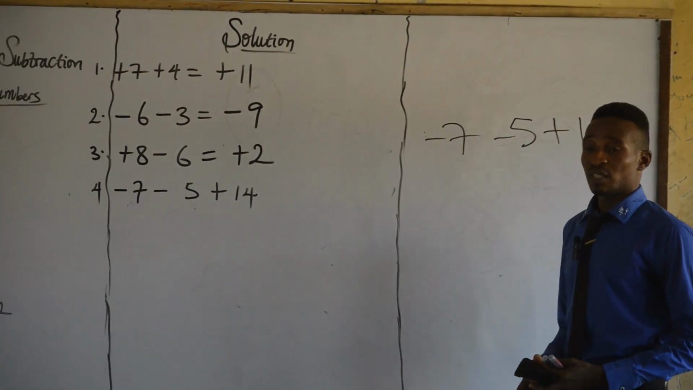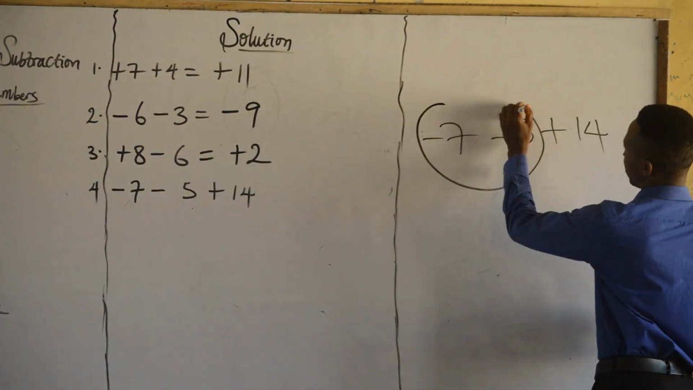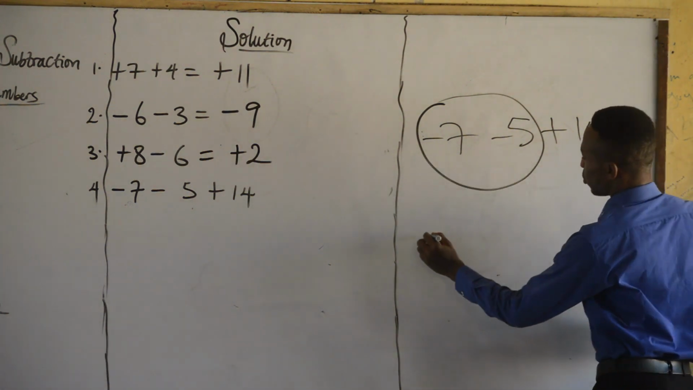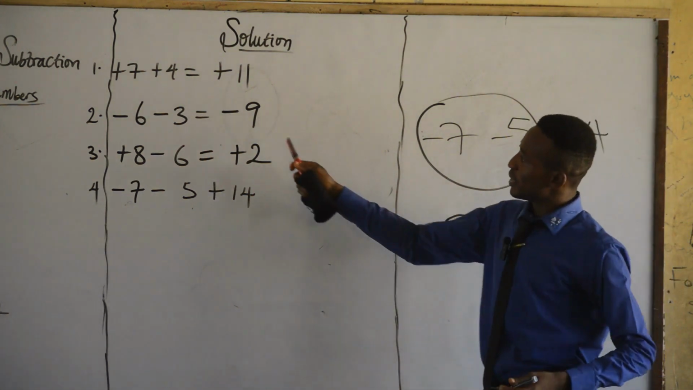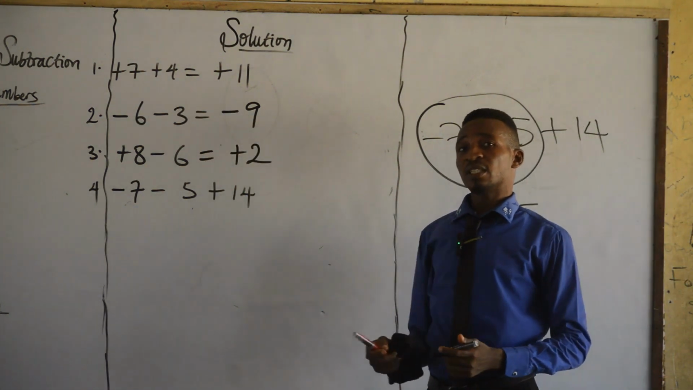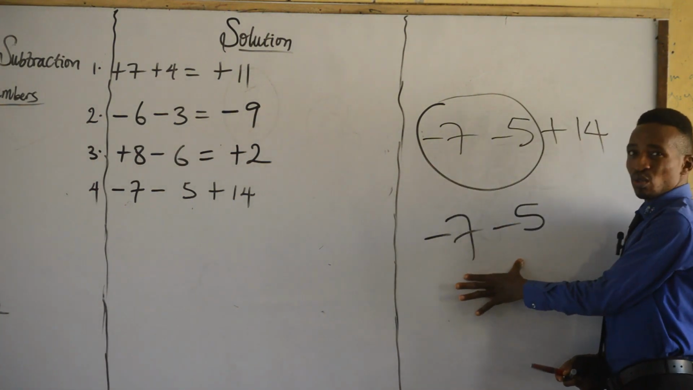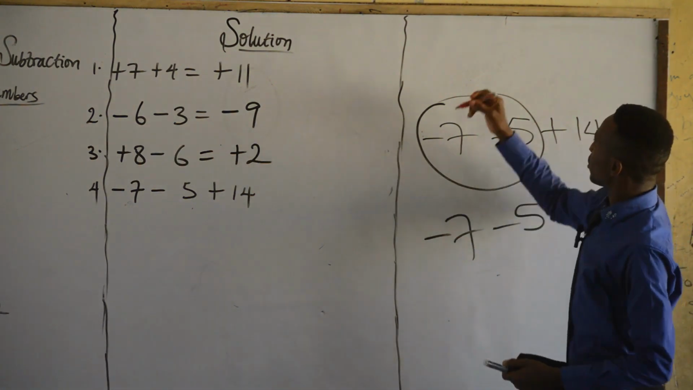So let's see how we are going to solve it here now. What we just need to do is take the first 2 numbers here. After taking these first 2, it has now been reduced to -7 -5. This is almost the same thing with the first 3 questions we treated initially. So that means the way we solve the first 3 questions, that's how we are going to solve this. -7 -5. Now, splitting -7 -5.